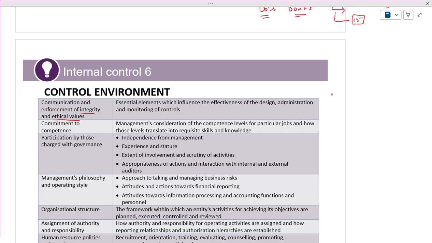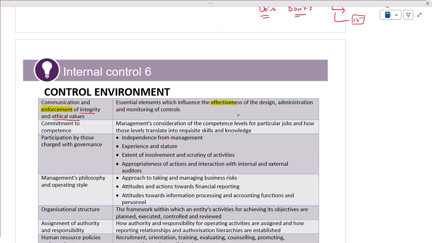When we are talking about control, control means communication and enforcement. You have to enforce it. The control environment should not be just on paper. Whatever the rules and regulations are, they are using the word enforcement, the essential requirements which influence the effectiveness.